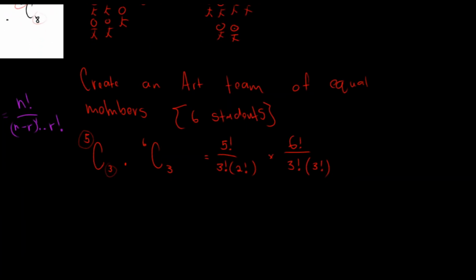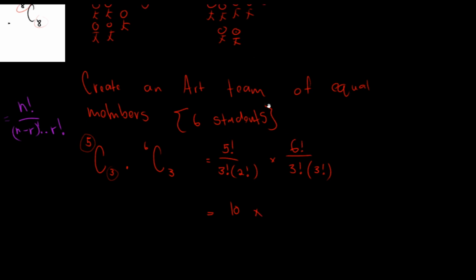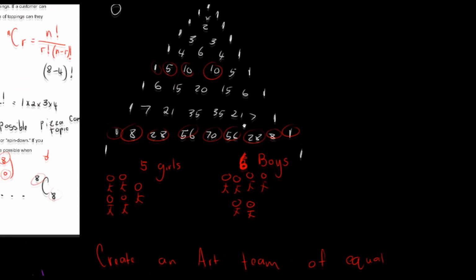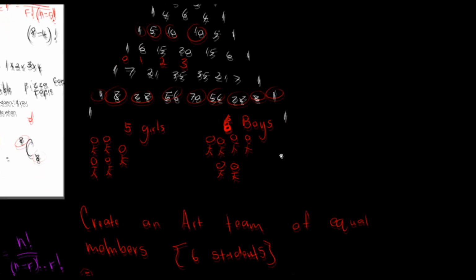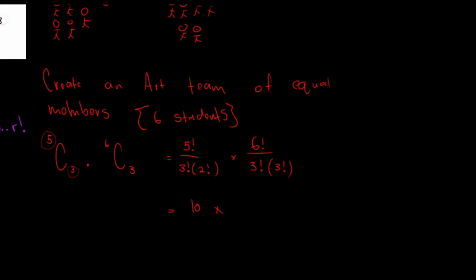Let's go put that in. 10. And we can multiply 10 by the 6th row, the third term. The 6th row, so 0, 1, 2, 3. So 20. Okay, 20. And then 10 times 20 is 200. So there's 200 possible combinations of picking the students.